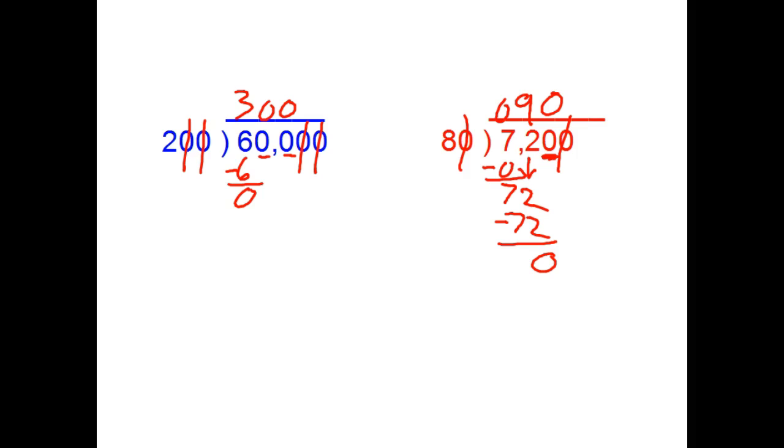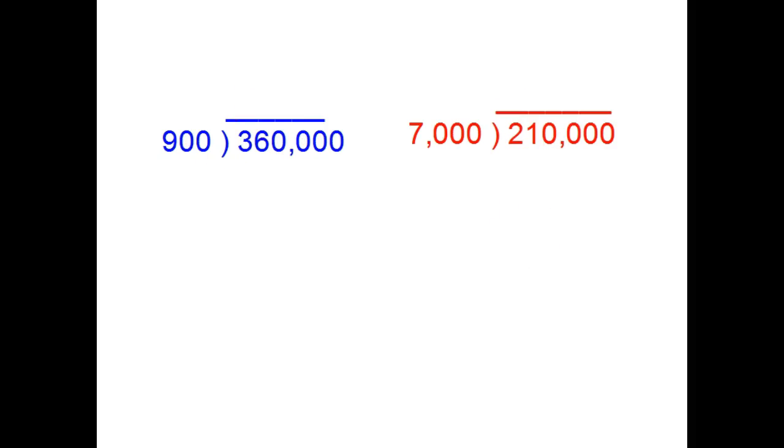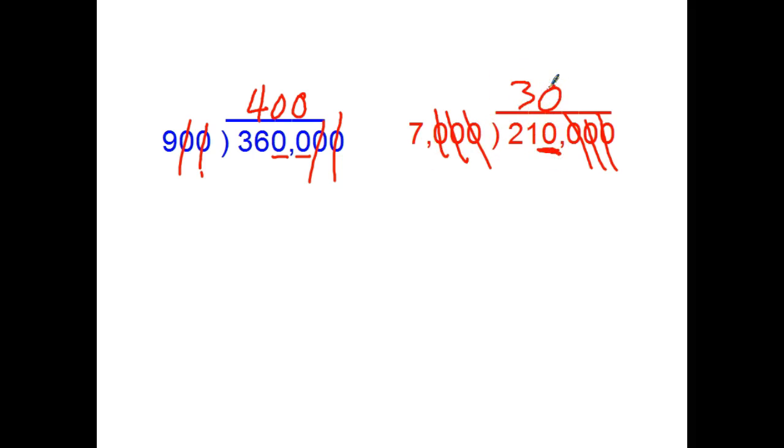And let's give you one more page. These can be tricky for some people. Let's do one more. Stop the video when you try it out. 2 zeros on the outside, 2 on the inside. How many 9s in 36? 9 times what equals 36? 4. I got 2 more zeros after it. 400. Get rid of 3 on the outside, 3 on the inside. 7 times what equals 21? 3. I got 1 zero left. 30. Shortcut way is nice, isn't it?